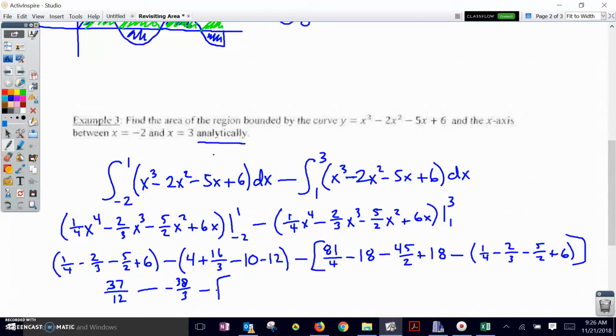Alright. Let's see, 81 fourths and 45 halves. That's going to be 90 fourths. So negative 9 fourths, minus 37 twelfths.